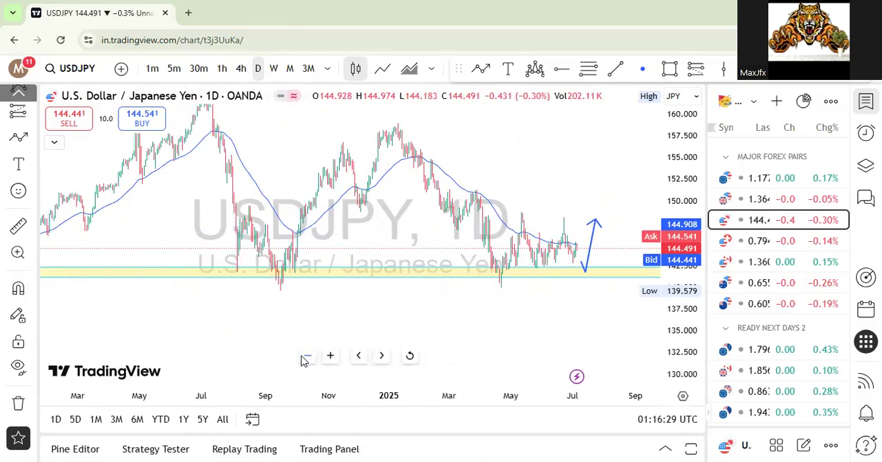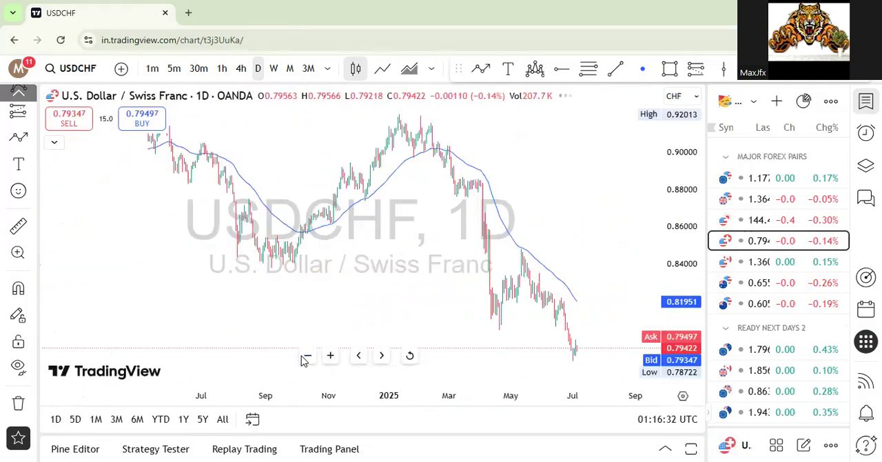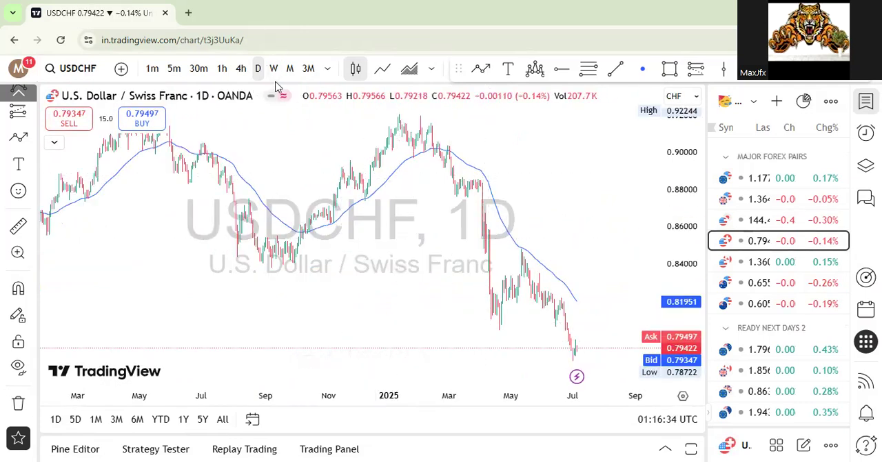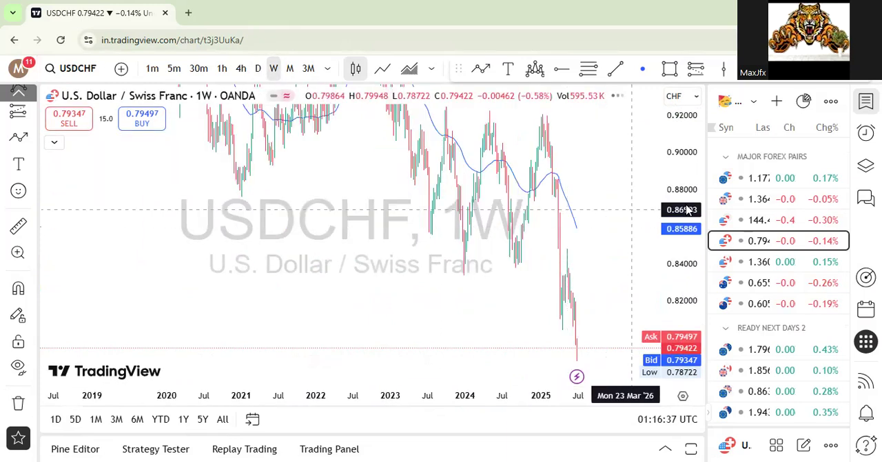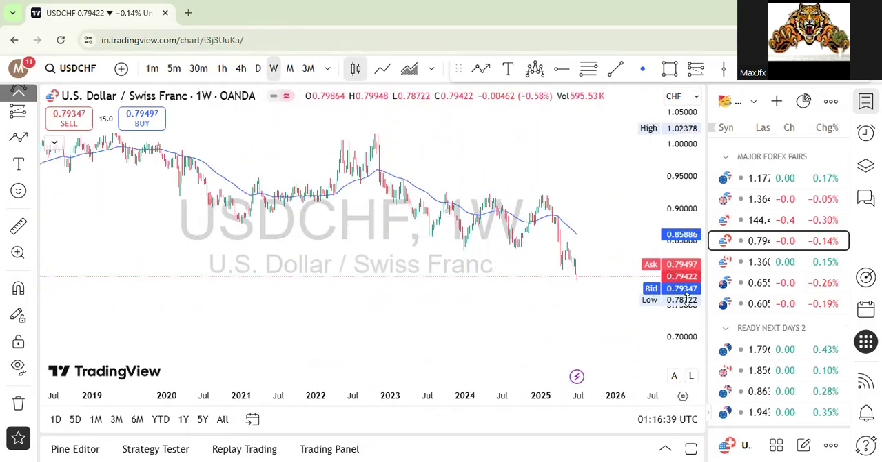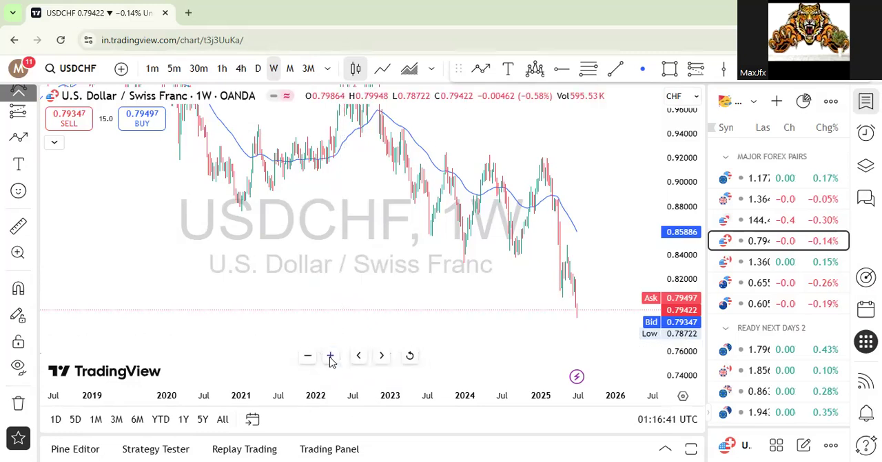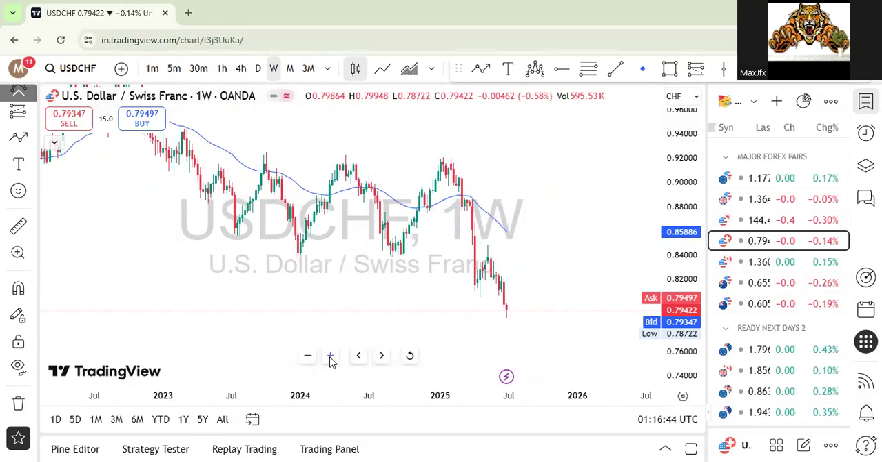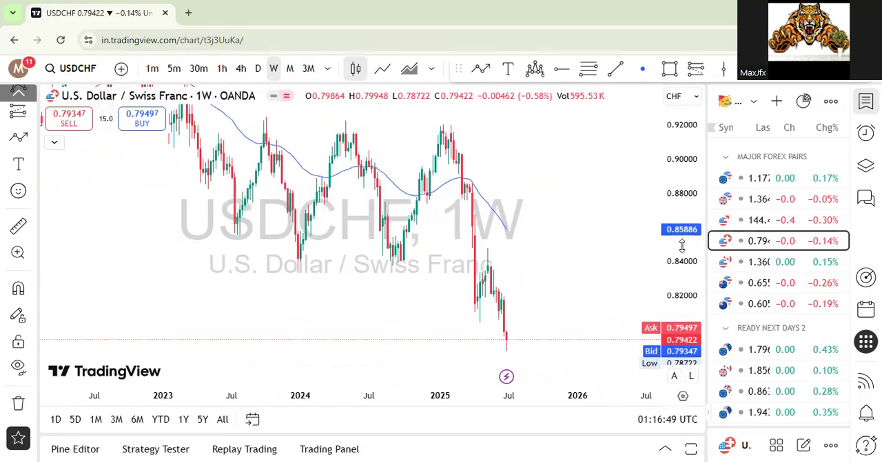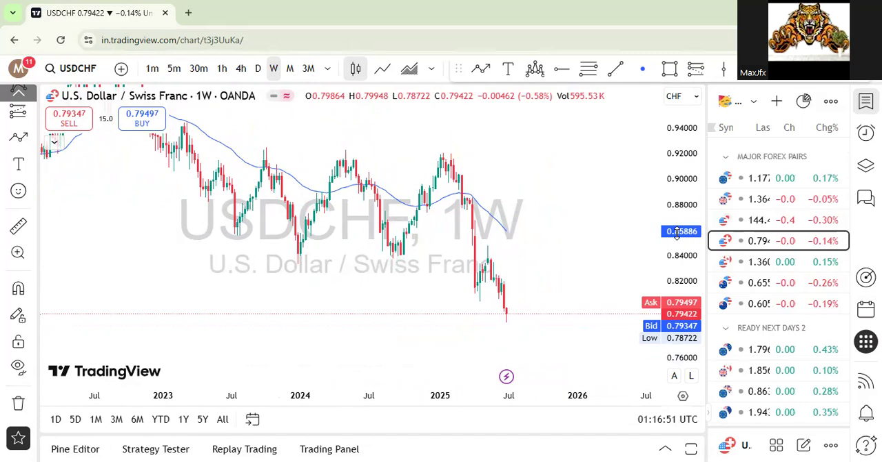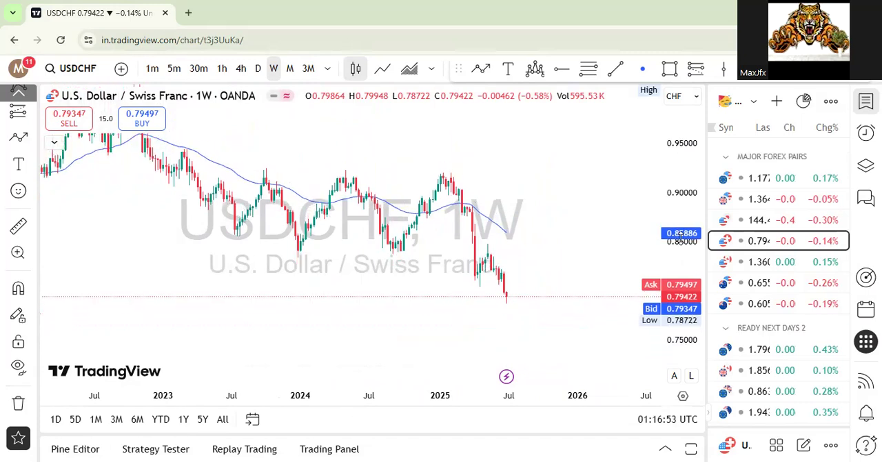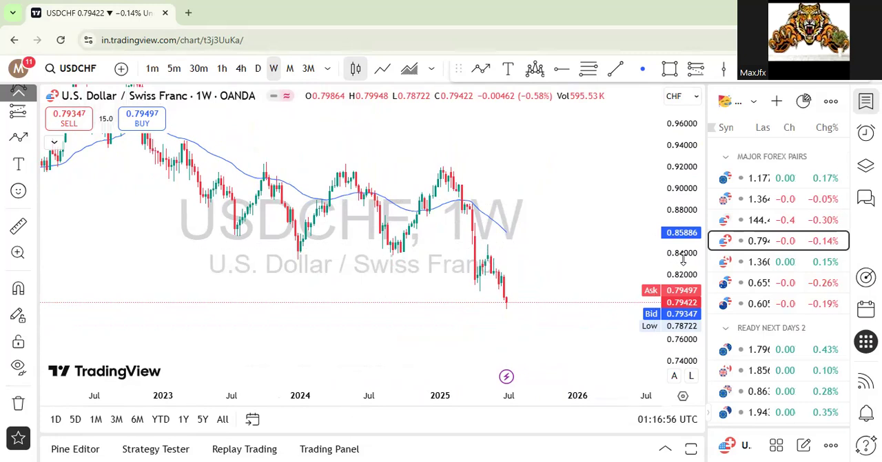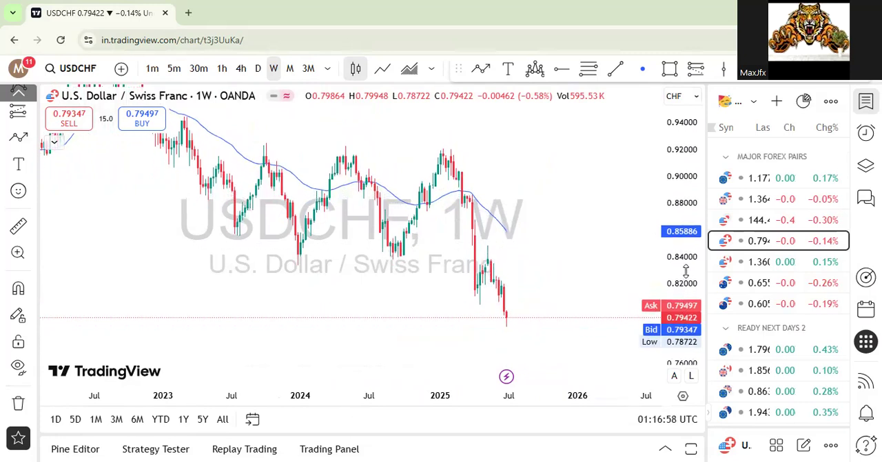And the next one is the CHF. So here's the CHF. You can see that it's just making a lower low, which is telling us that the price is very cheap. So it means the CHF is cheap. So if CHF is cheap, then it means we have to buy.